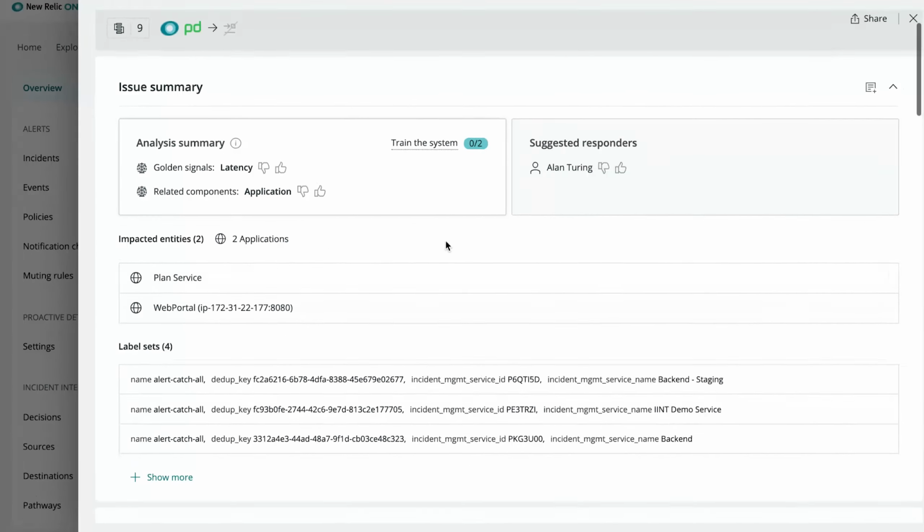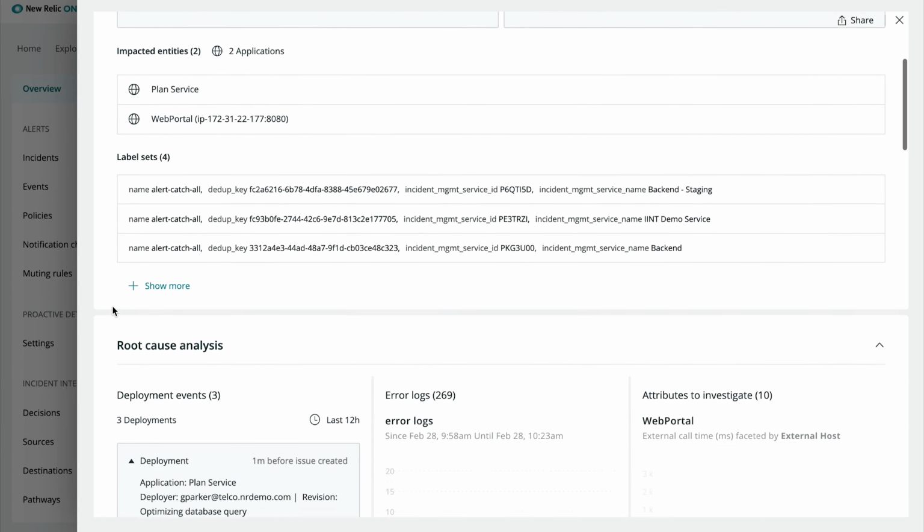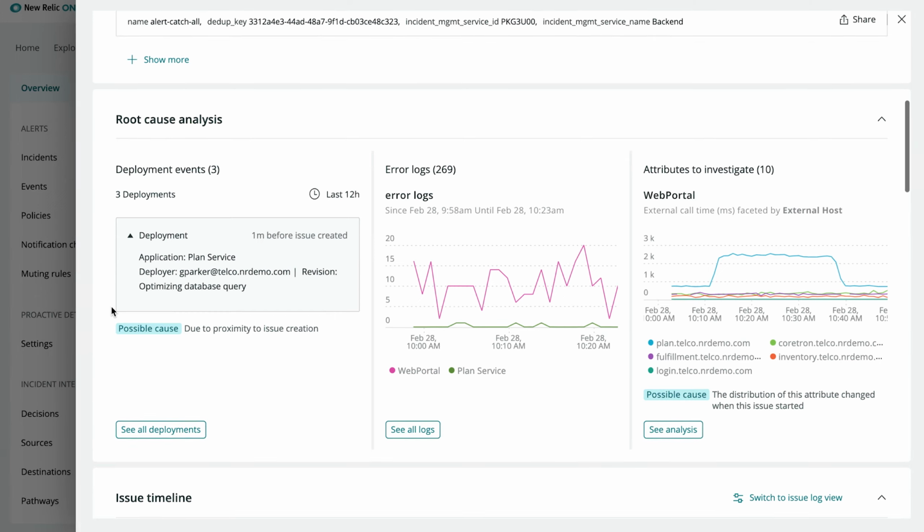Here we can go more in depth into which entities, so hosts, containers, applications, are affected. This helps you quickly and accurately assess scope and determine targets for remediation. In this case, it looks like the plan service and the web portal were impacted. But what was the cause? Let's see if we can figure it out by jumping to root cause analysis.